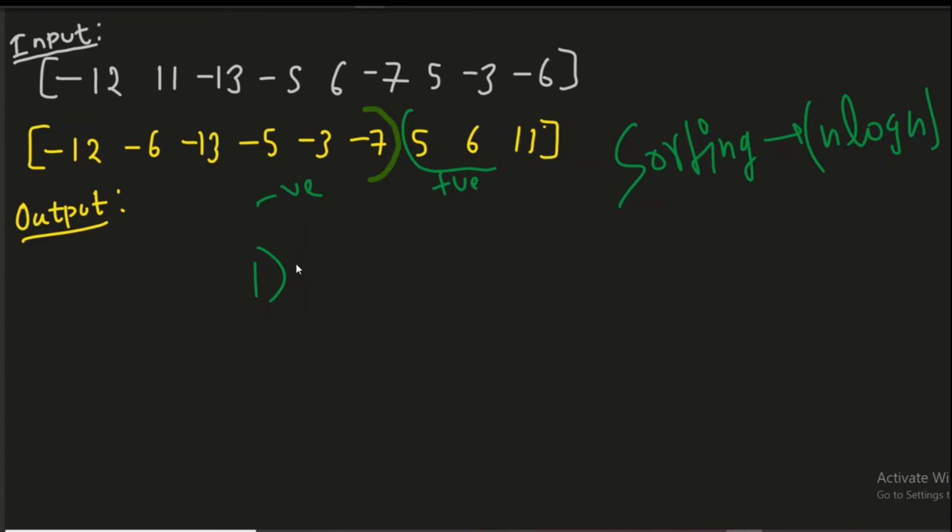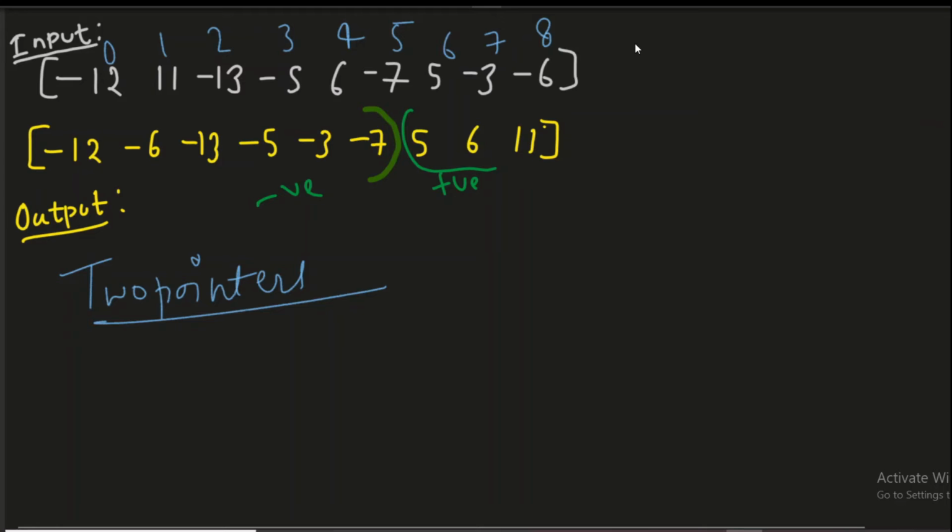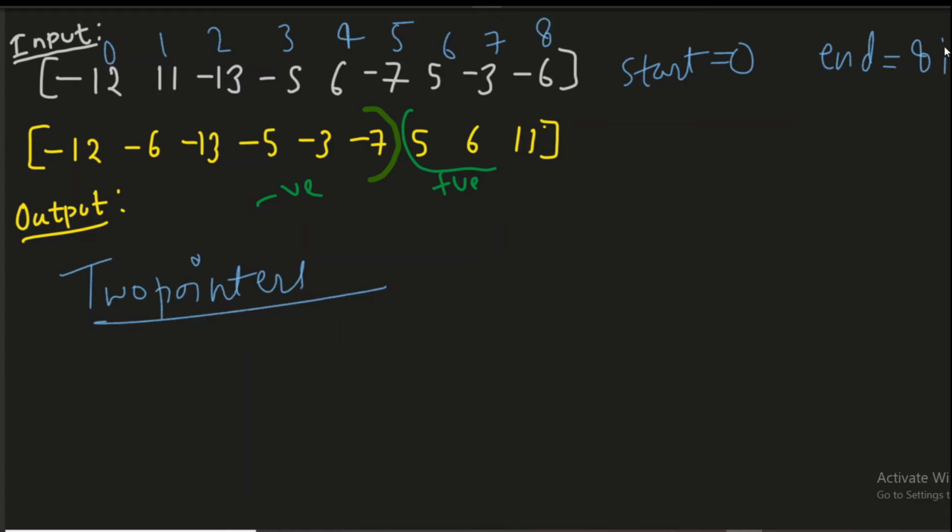One is using the two pointers technique, and the second is using the partition algorithm, which we also apply in the quicksort algorithm. So let's discuss both these two approaches one by one. So I will take two pointers. Start equals 0 will point towards the very first element of the array, and the end pointer will point towards the last element of the array, that is index 8. Okay, now I will move these two pointers one by one. I will have 4 cases.